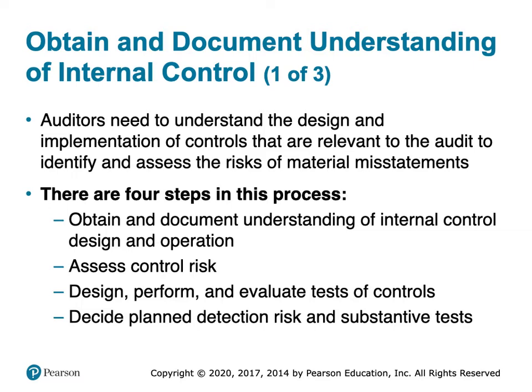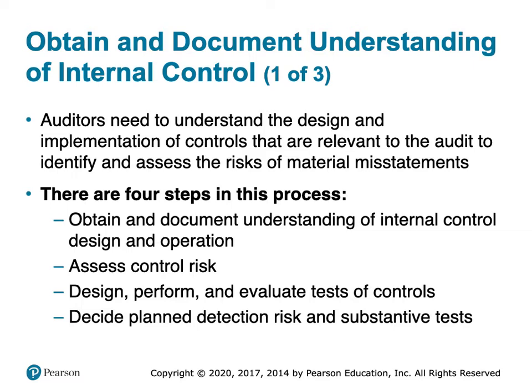So there are four steps in assessing internal controls, right? Obtain and document your understanding of internal control design and operation. You'll assess control risk. You'll test controls, and then you'll decide your detection risk after you've tested controls. Now you will plan your detection risk based on your planned internal control risk assessment. But what you will do is adjust your detection risk based on the actual outcome of your testing of internal controls.